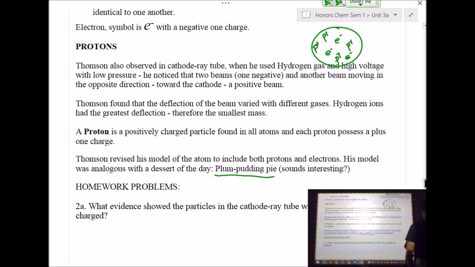I'm not sure exactly if I would want to partake in such a delicious treat as that. But the plum pudding pie model is that, where the plums were kind of scattered throughout. And that was Thomson's model, where he had this sphere. So it's evolved from Dalton's dense uniform ball into this sphere that has these particles scattered throughout.